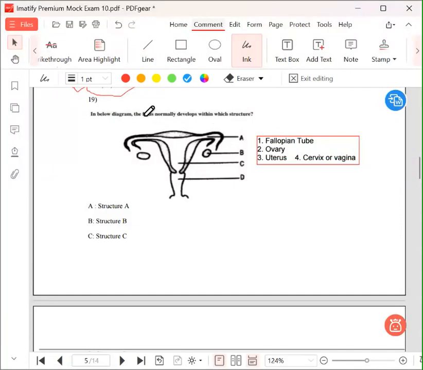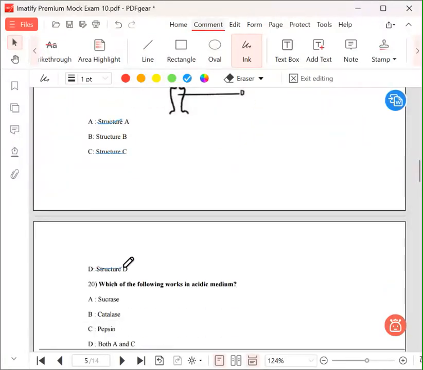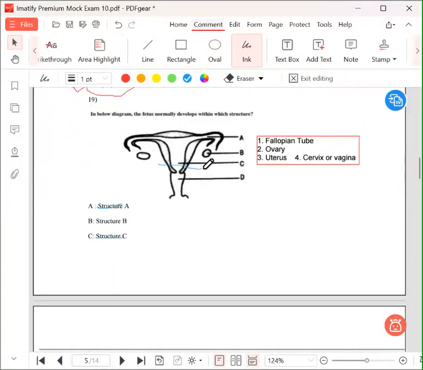Is it the fallopian tube? No, not at all. Not in structure A. Structures C and D are actually removed because we have no relation of development of fetus through the vagina or cervix. So the thing that confuses most students is the fallopian tube and the uterus. We have to eliminate B even.